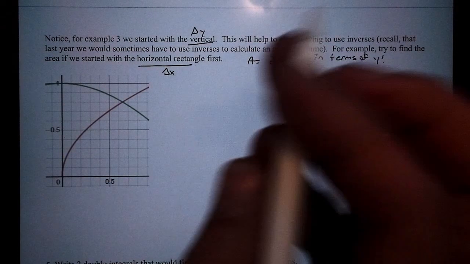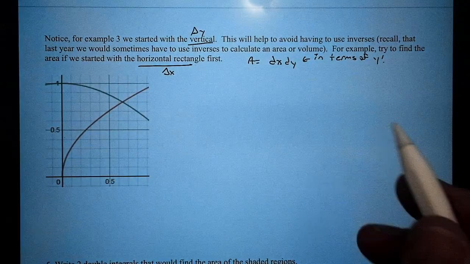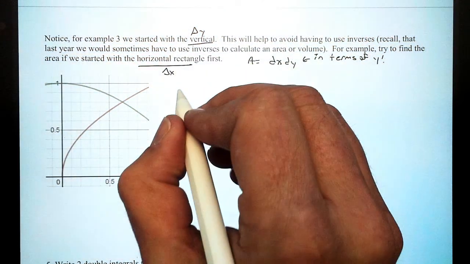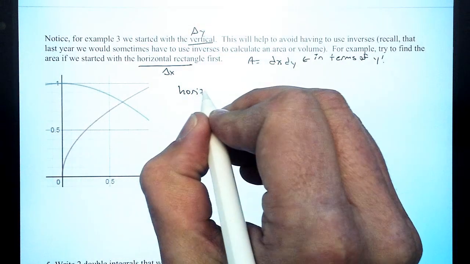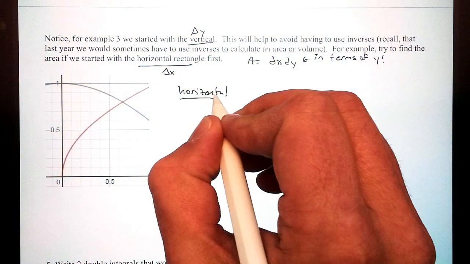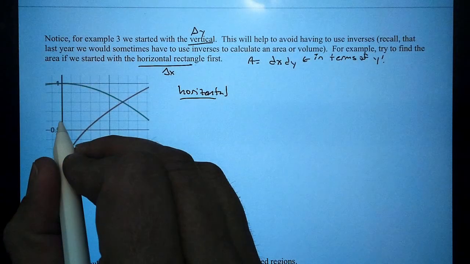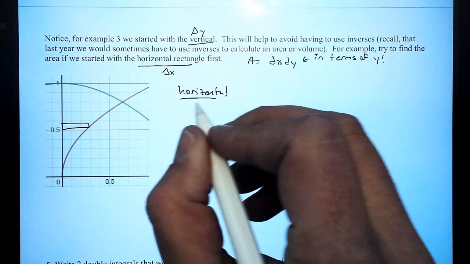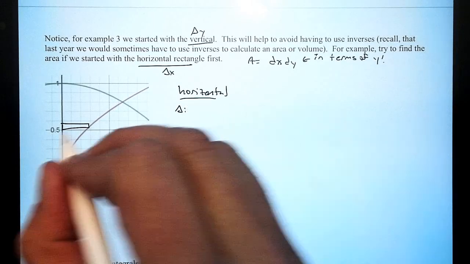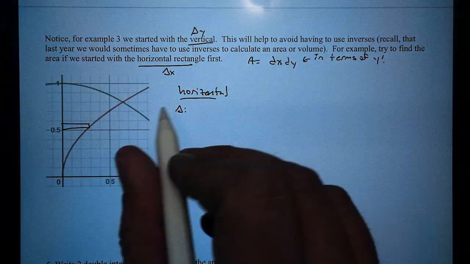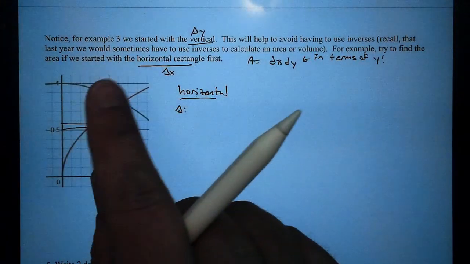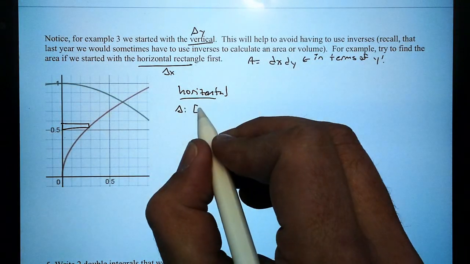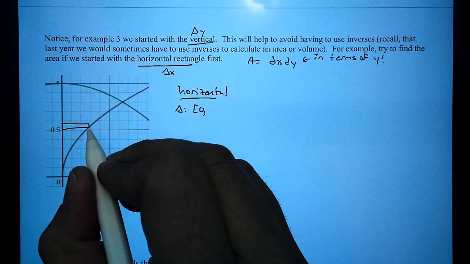So let's take a look here. First of all, let's just deal with our rectangles. Because I'm doing my x first, I'm starting with the horizontal rectangle. And here's part of the problem. If I start with my horizontal rectangle, my change in x doesn't look so bad. But remember, we have to be in terms of y. So my horizontal rectangle is going to start at 0, but where does it end?